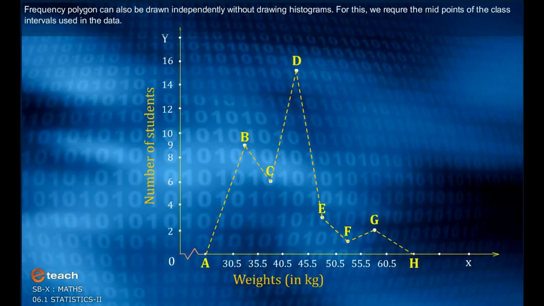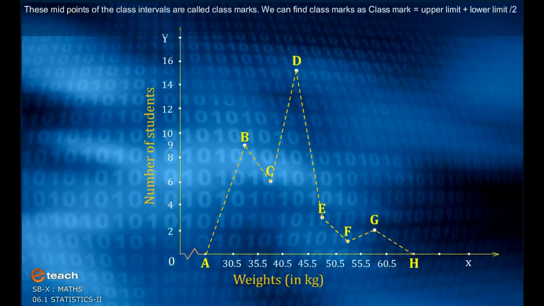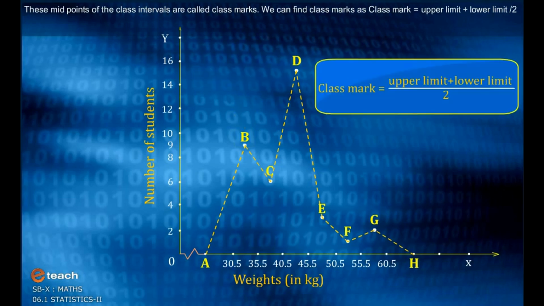A frequency polygon can also be drawn independently without drawing histograms. For this, we require the midpoints of the class intervals used in the data. These midpoints of the class intervals are called class marks. We can find class marks as class mark equals upper limit plus lower limit divided by 2.